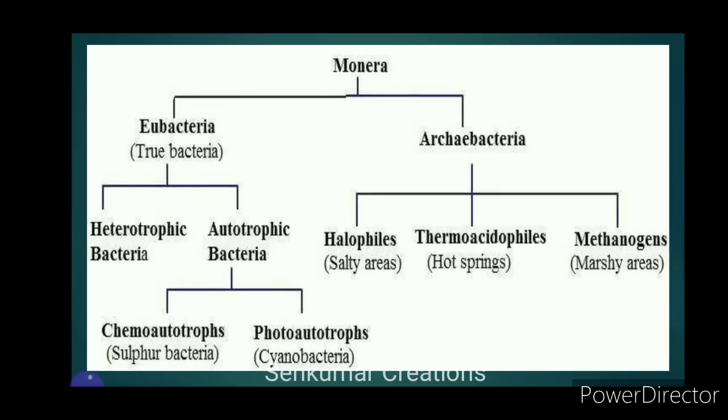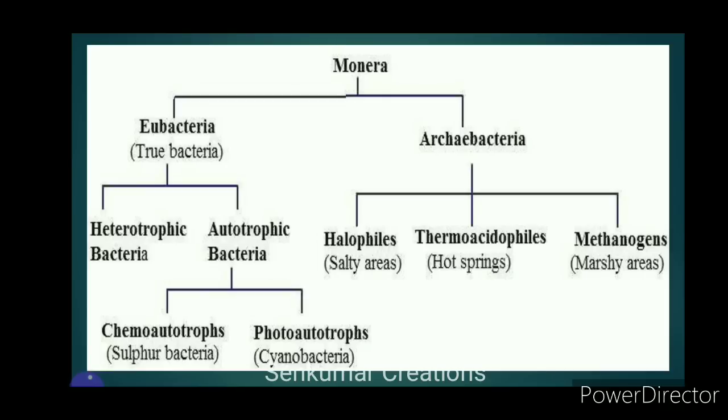So see here, it's given very clearly. Now we are going to see the Whittaker classification, the six kingdom classification. First you can see the Monerans can be classified into two groups. One is eubacteria, another is archaebacteria. Eubacteria, I already told you the meaning of the word 'eu': it means true bacteria. Archaebacteria, we will see one by one.